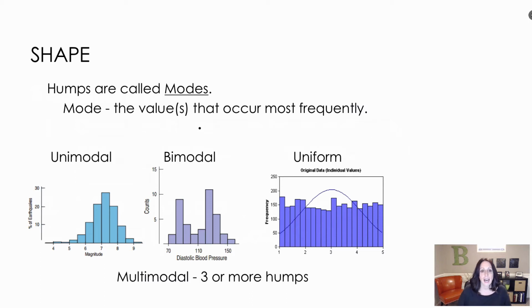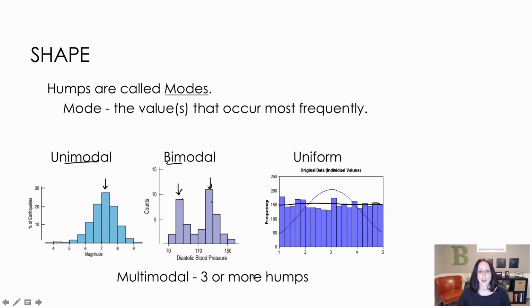So looking at this first histogram, this is unimodal, uni meaning one, meaning that there's just one mode. Here, this is bimodal. I can see that I've got a hump here where a lot of values occur, and a hump here where a lot of values occur. So this is bimodal because there's two. This one, notice it's not exactly the same all the way across, but we're still going to call it uniform because for the most part, there's no curve up or down.